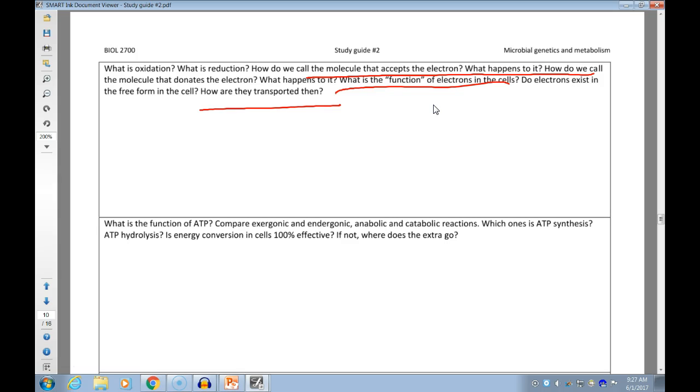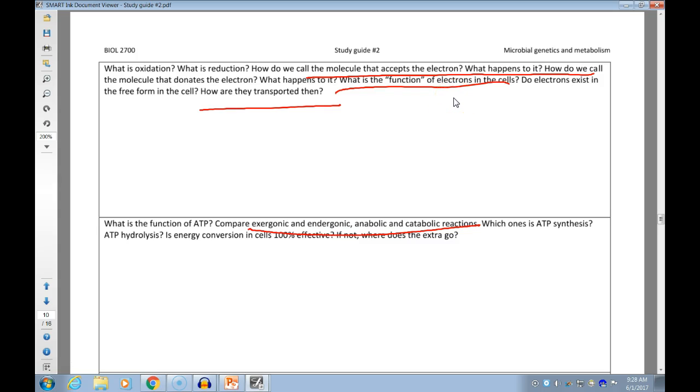Function of ATP, energy currency. I give you the reaction, and you tell me if it's exergonic or endergonic, anabolic or catabolic. For instance, protein synthesis requires an enormous amount of ATP. Characterize protein synthesis from the standpoint of exergonic, endergonic, anabolic, catabolic. If it requires energy, it's what? Endergonic, and it's synthesis, so anabolic. Make sense? Good.